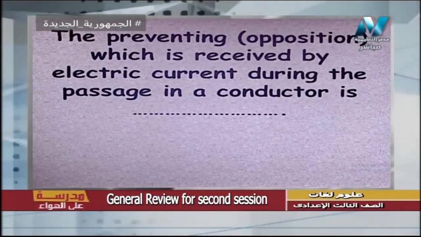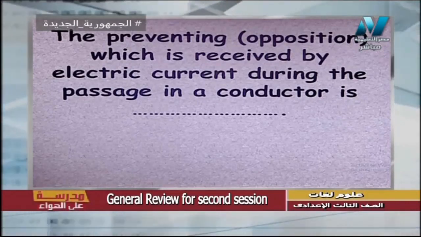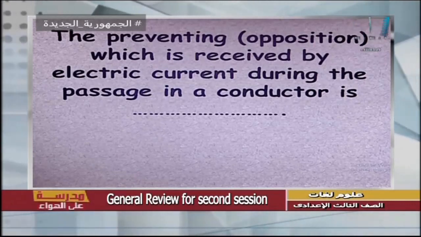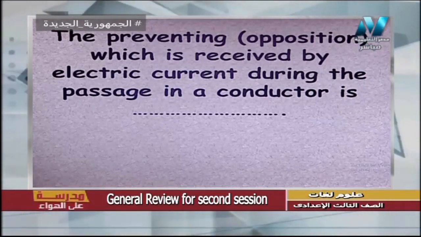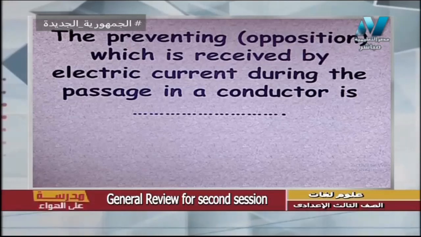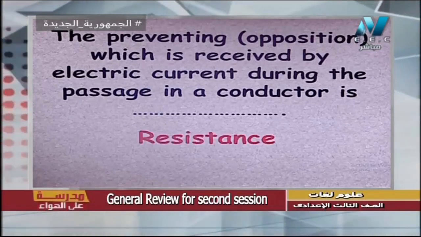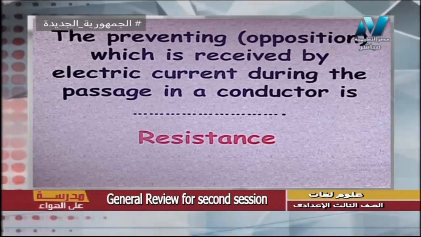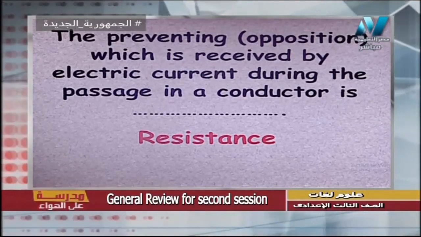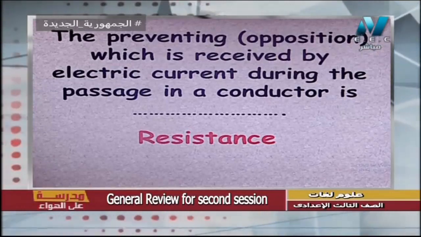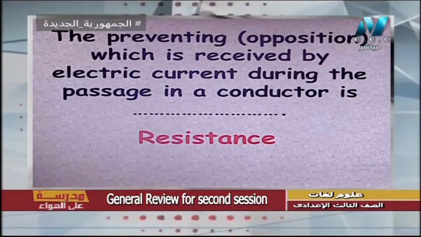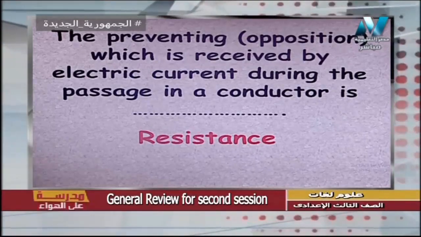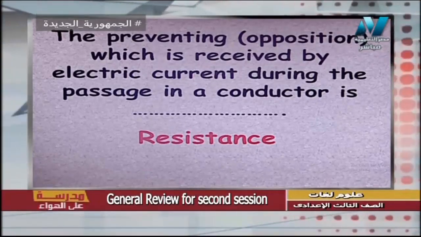The preventing or the opposition which is received by electric current during the passage in a conductor is what? Sure, the resistance. المقاومة الكهربية دي بنسميها، ممكن نقول عليها electric current resistance أو اختصارا resistance. The opposition which the electric current faces during its passage in a conductor is the resistance.